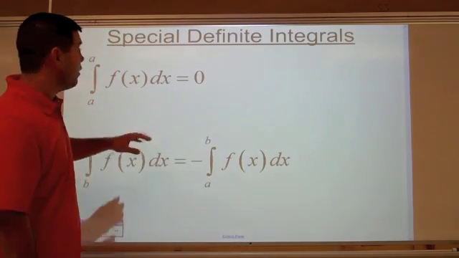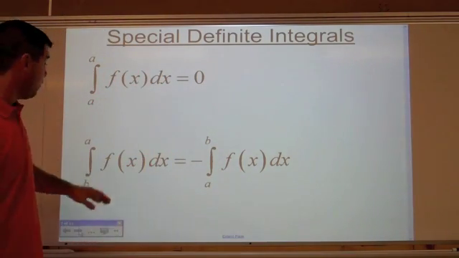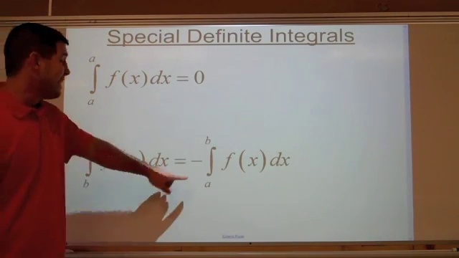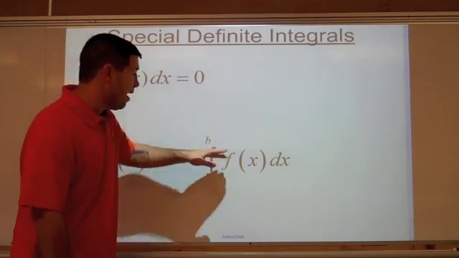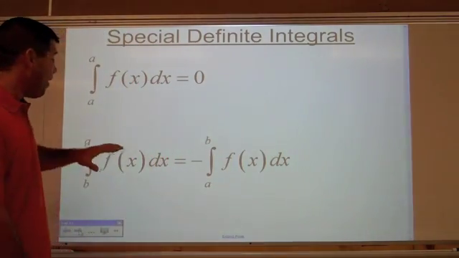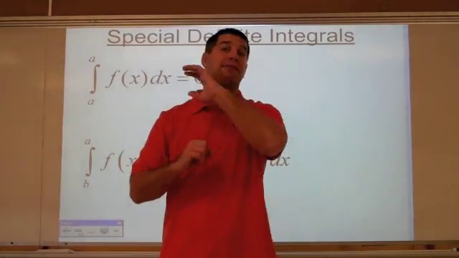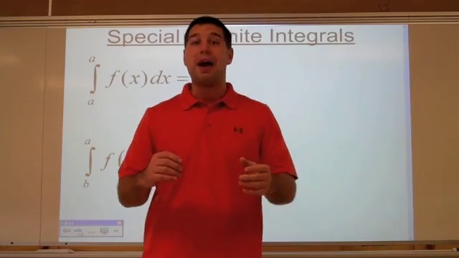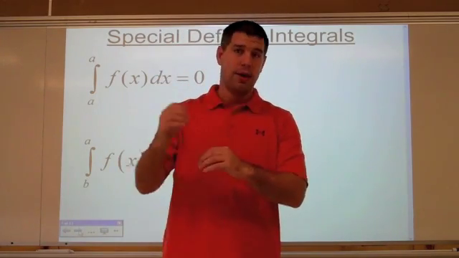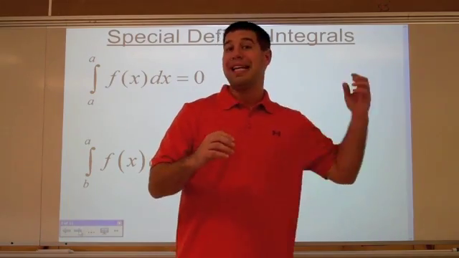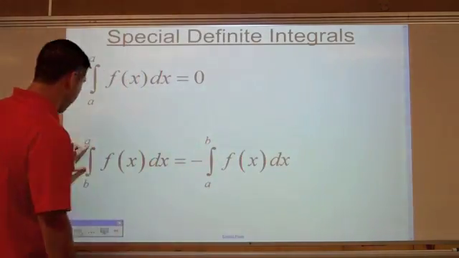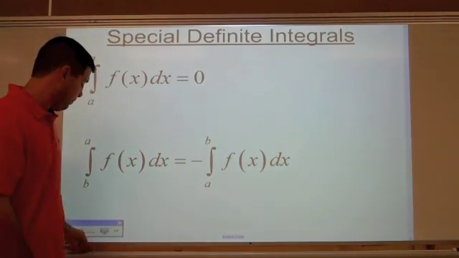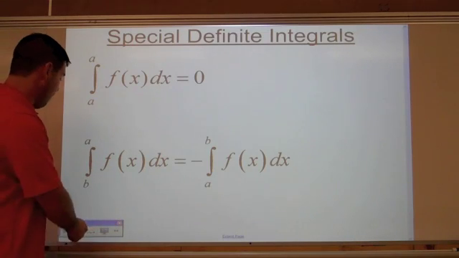Another definition involving definite integrals is the integral from b to a of f of x dx is defined as the negative integral from a to b of f of x dx. So if the value of the integral from 1 to 5 of f of x dx was 12, then the value of the integral from 5 to 1 of f of x with respect to x would be -12. So if you reverse the limits, then you're going to reverse the sign of the value you get from the integral.